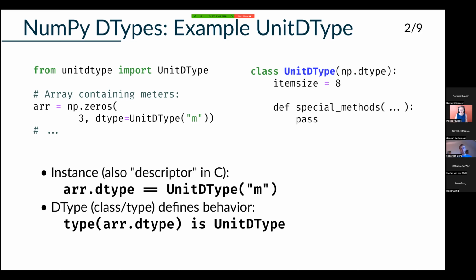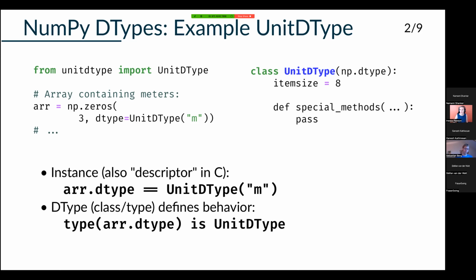One thing I want to mention before diving into more things is that what is attached to the array is the instance of this UnitDType that we are going to write. And what defines the way this dtype behaves is the class that we write. So there are these two different things, the dtype instance and the dtype class. The dtype instance is also sometimes called descriptor in C. Just wanted to mention that ahead of time. Now, the idea is to create this UnitDType, and we want to work with that.